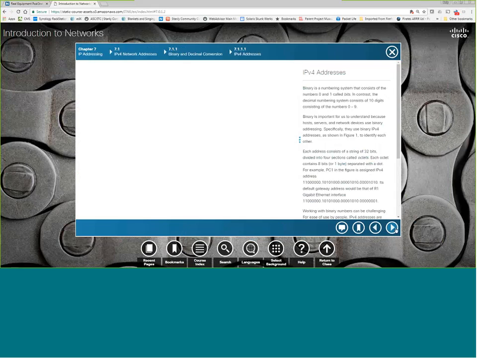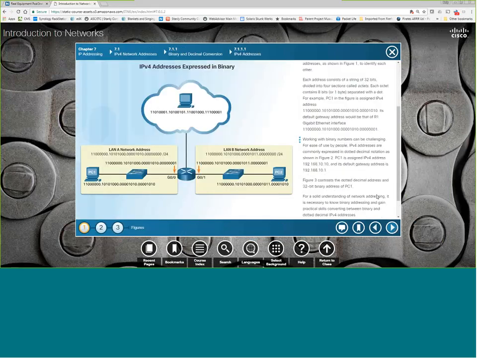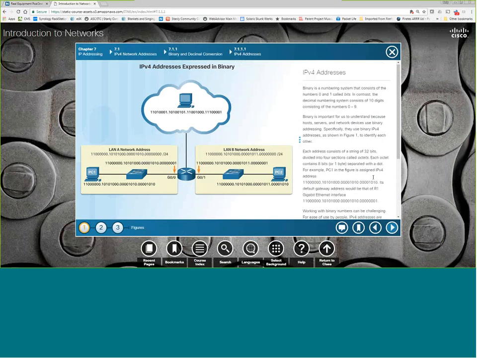When we look at IPv4 and when we look at IPv6, we are going to discuss both, because the predominant version of logical addressing out there right now is IPv4.